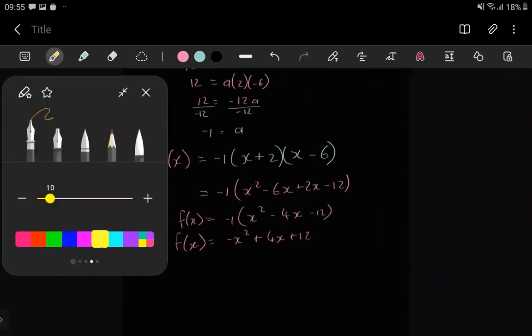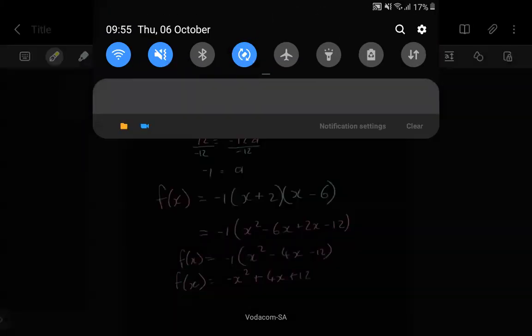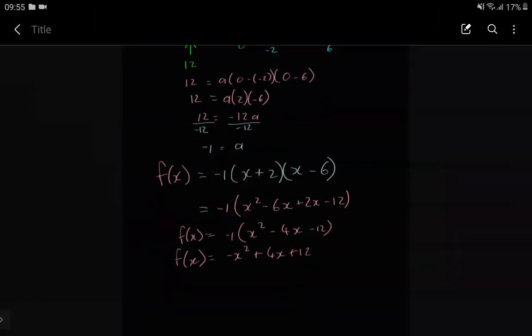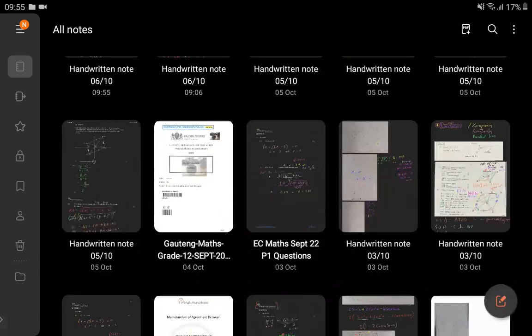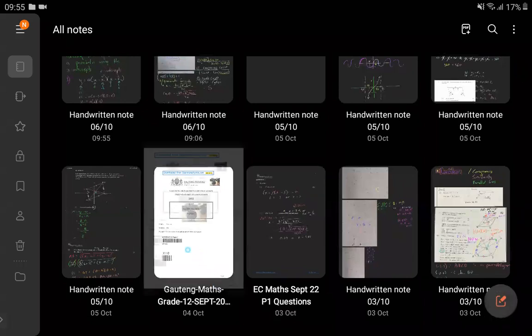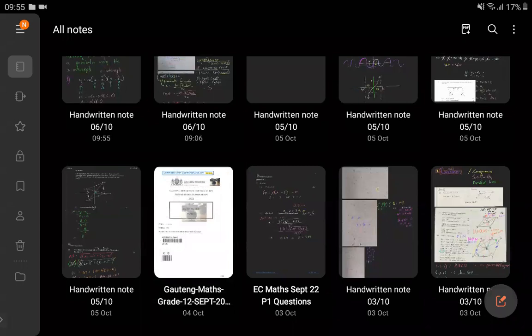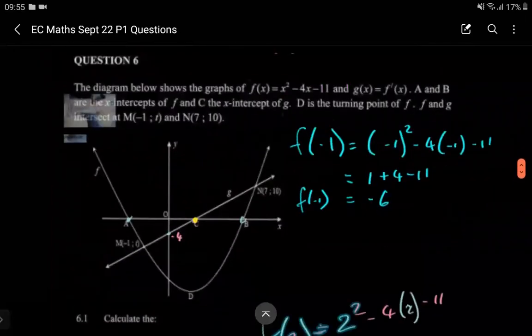So questions like these are just everywhere. We go through them almost everywhere. If I go to one of the papers that were recently done, like one of the prelim papers, I think it was even the Gauteng prelim paper, or maybe the Eastern Cape, whichever one of the prelim papers I recently did, one of the questions there is similar to the one we've just answered.